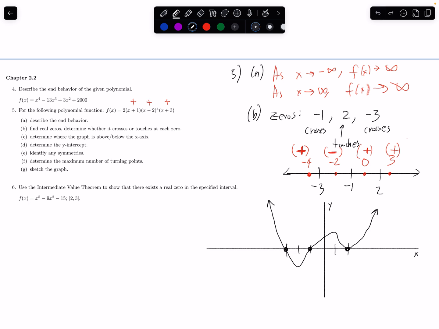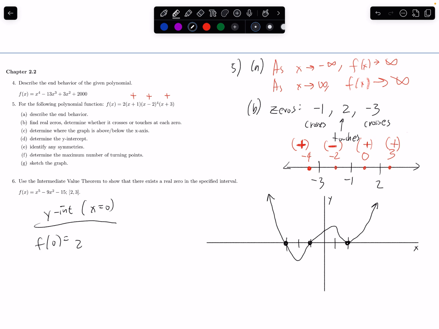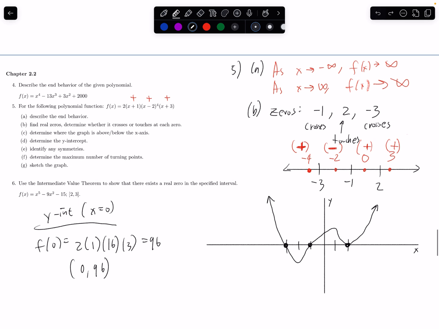Okay, what's the y-intercept? That's when x is equal to 0. So x equal to 0, plug that into this. It's going to be 2 times 0 plus 1 is 1. 0 minus 2, negative 2 to the 4th power, 2, 4, 8, 16, it's going to be 16. And then 0 plus 3 is 3. So I've got 2 times 3 times 16, which is 96. So the y-intercept is (0, 96). So this is a lot higher than it looks. That's 96 over there.